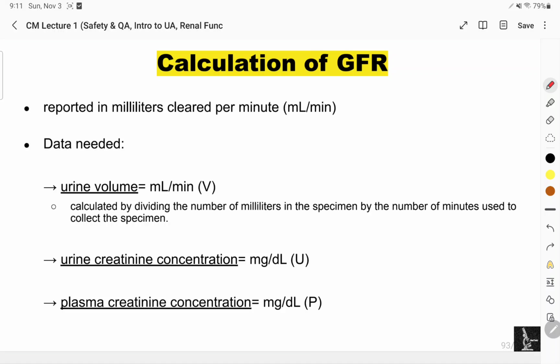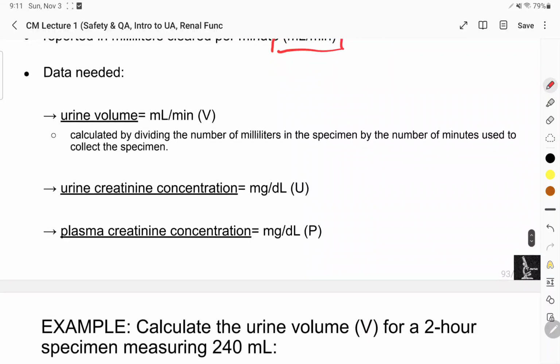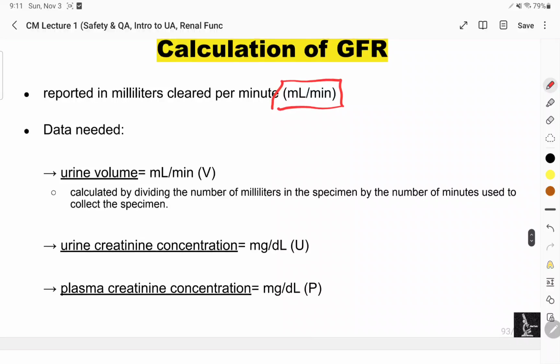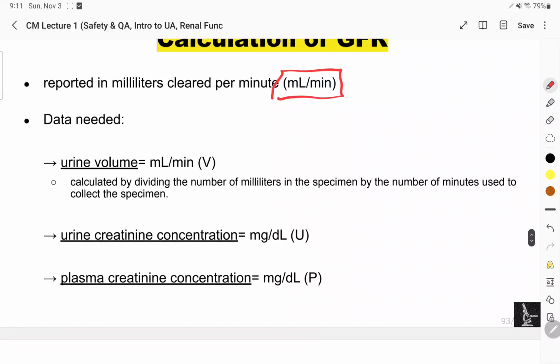So, it is reported in milliliters per minute. That is the unit of measurement, ml per minute. And what are the data needed? First, we have to have the urine volume. Then, the concentration of our urine creatinine and the concentration of our plasma creatinine. So, how do we get the urine volume?